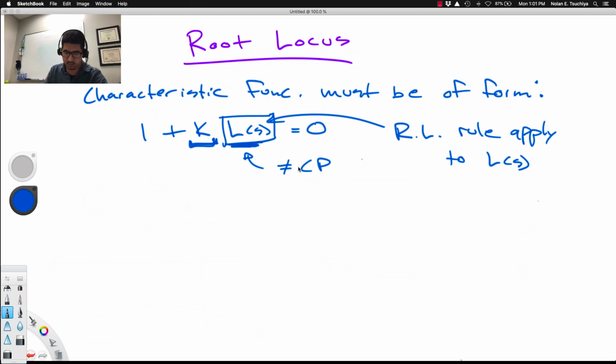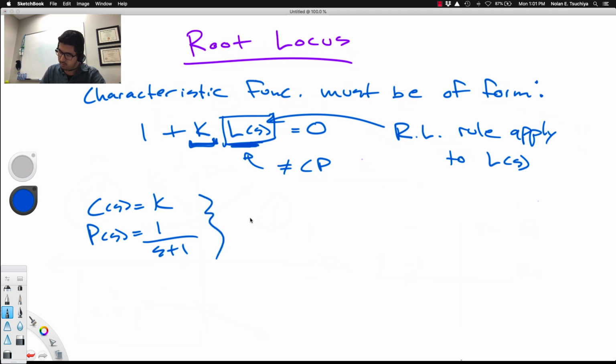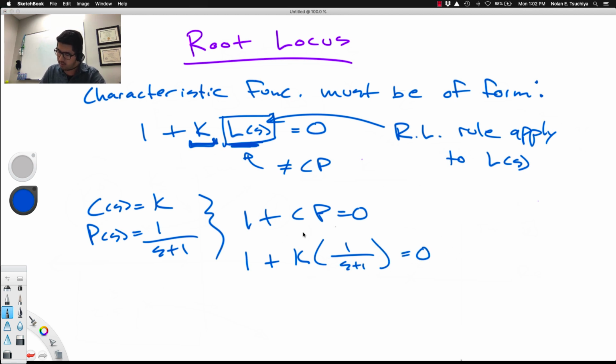Okay, so in the previous example, we had C equal to K, P equal to 1 over s plus 1. So you simply plug into 1 plus Cp equals 0, and then ask yourself, is it in the right form? In other words, 1 plus K times a bunch of other stuff. In this case, it's 1 plus our controller, which is K, times our plant, which is 1 over s plus 1. And so looking at this equation, it is indeed in the form of 1 plus K times a bunch of other stuff. And that bunch of other stuff is what you call L of s.